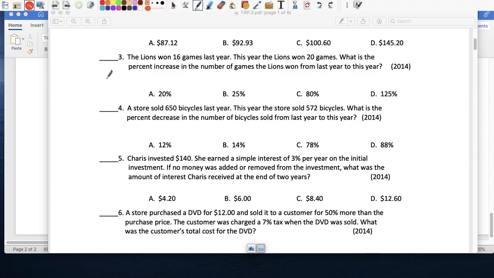5, interest rate, right? Simple interest rate. I equals PRT. So he puts $140 down at 0.03 interest rate at the end of 2 years. There you go. So 140 times 0.03 times 2, and we get $8.40.